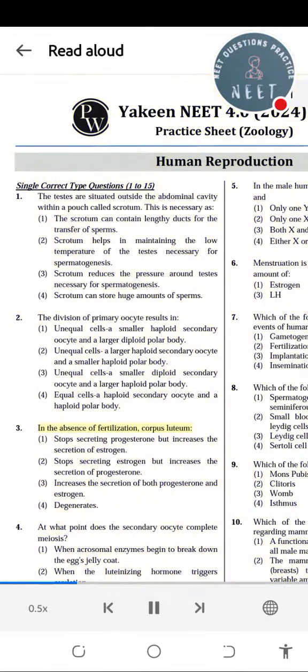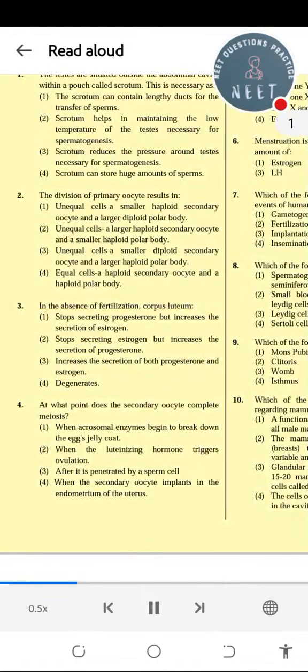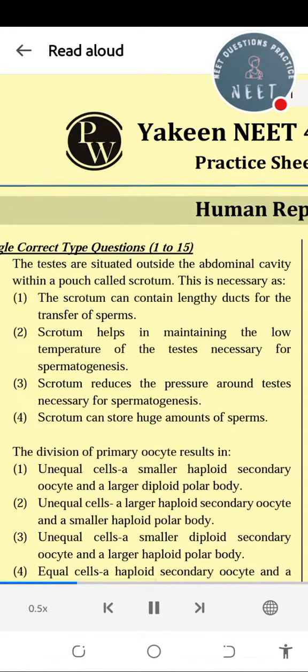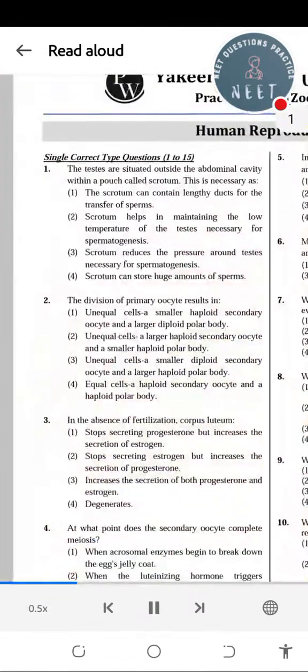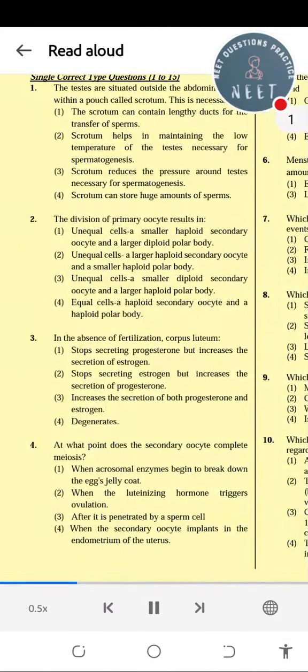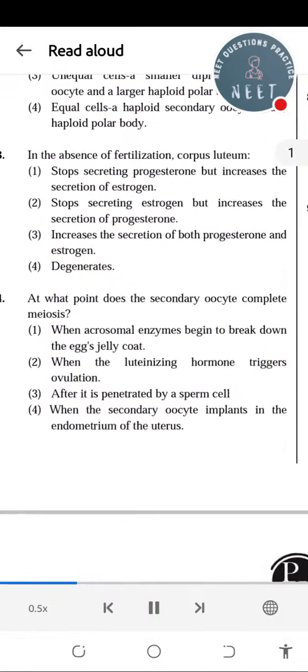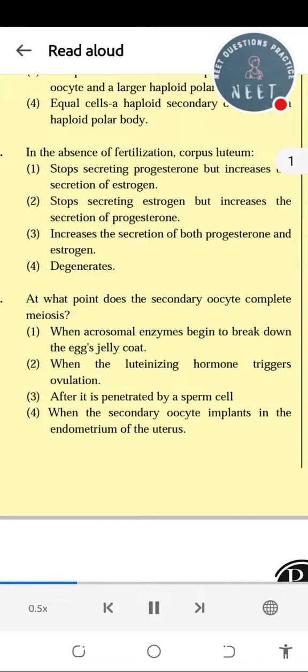3. In the absence of fertilization, corpus luteum: 1. Stops secreting progesterone but increases the secretion of estrogen. 2. Stops secreting estrogen but increases the secretion of progesterone. 3. Increases the secretion of both progesterone and estrogen. 4. Degenerates.